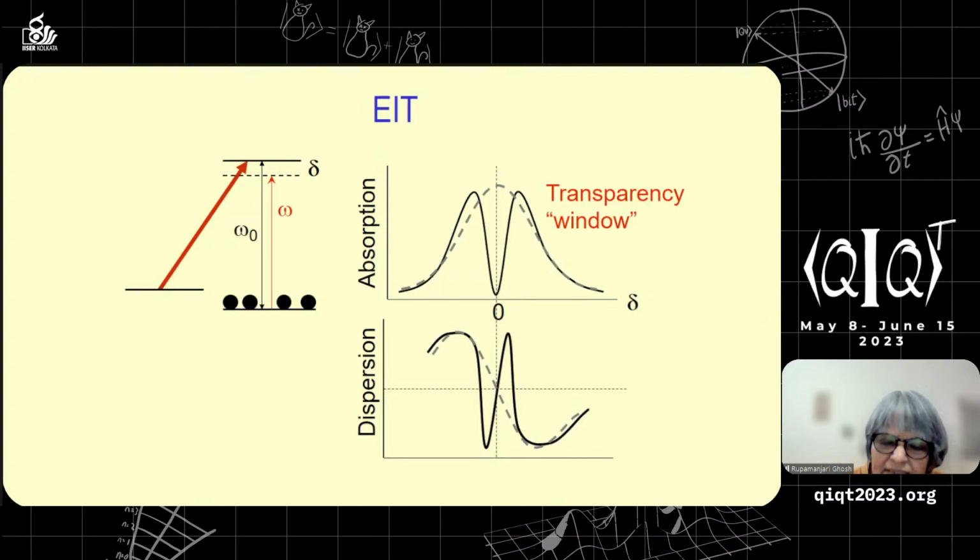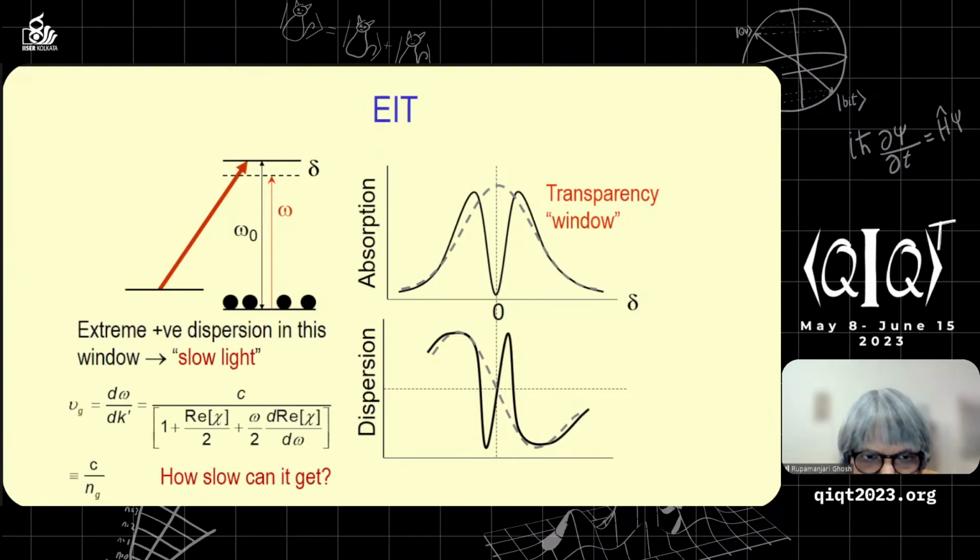Now this gets dramatically modified if I apply a second laser using a third level as shown. Where there was a peak of absorption, now you have a dip in absorption. That means a transparency window appears around delta equal to 0. And similarly, the dispersion curve, where there was a negative slope of dispersion, now has a very steep positive slope around delta equal to 0. So this extreme positive dispersion in this window leads to what people call slow light.